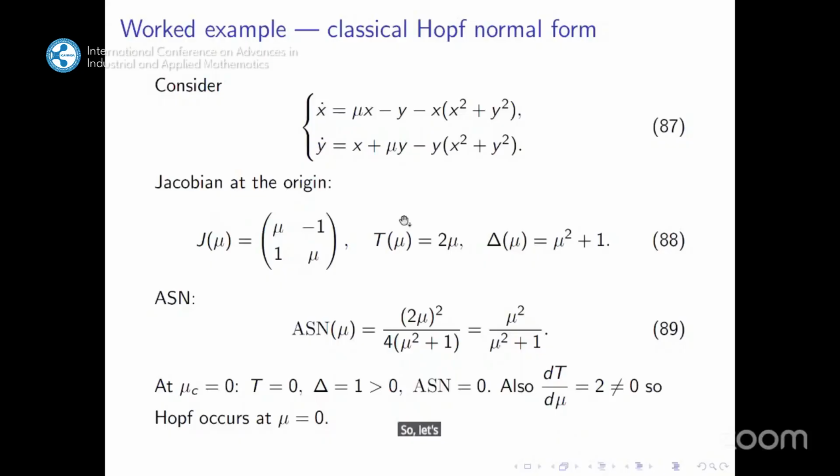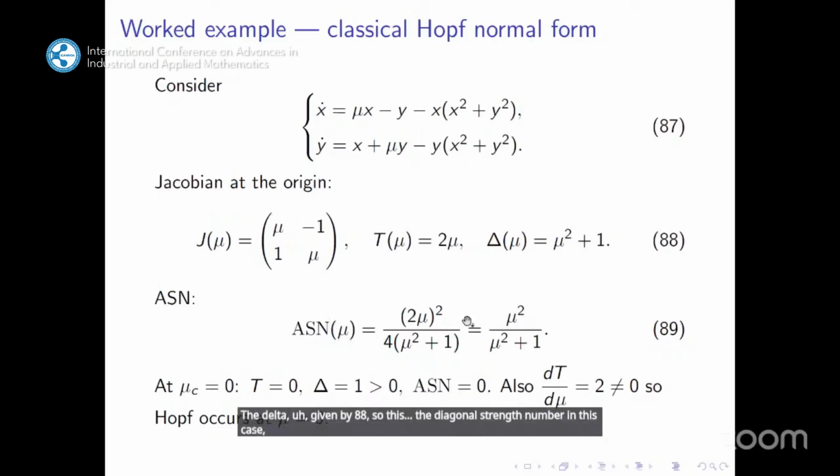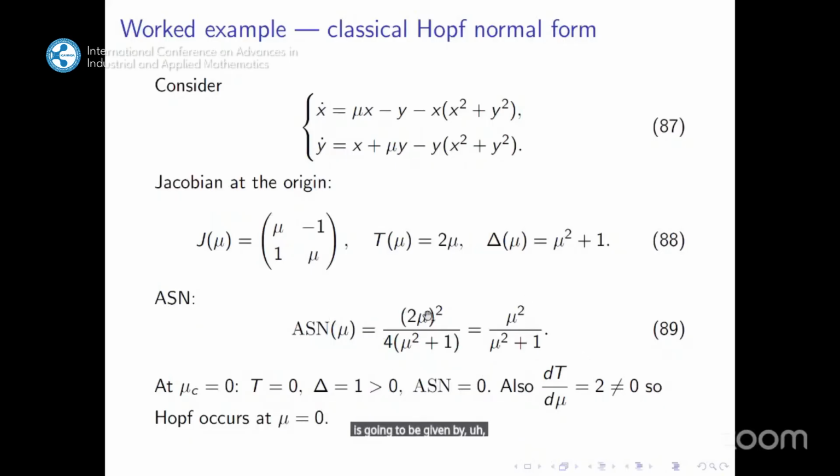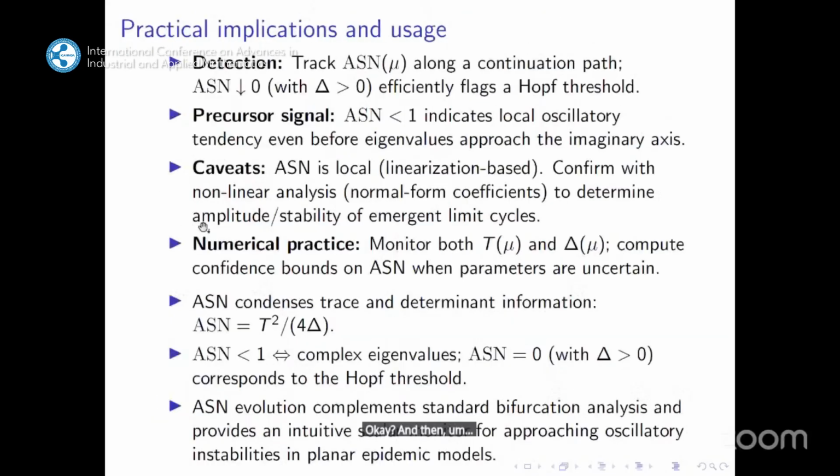So let's consider this worked example. If you have that dynamical system given by 87, then the Jacobian at the origin, so we have our T and delta given by 88. So the Atangana strength number in this case is going to be given by equation 89. Okay, and then now let's see the practical implication and the usage.